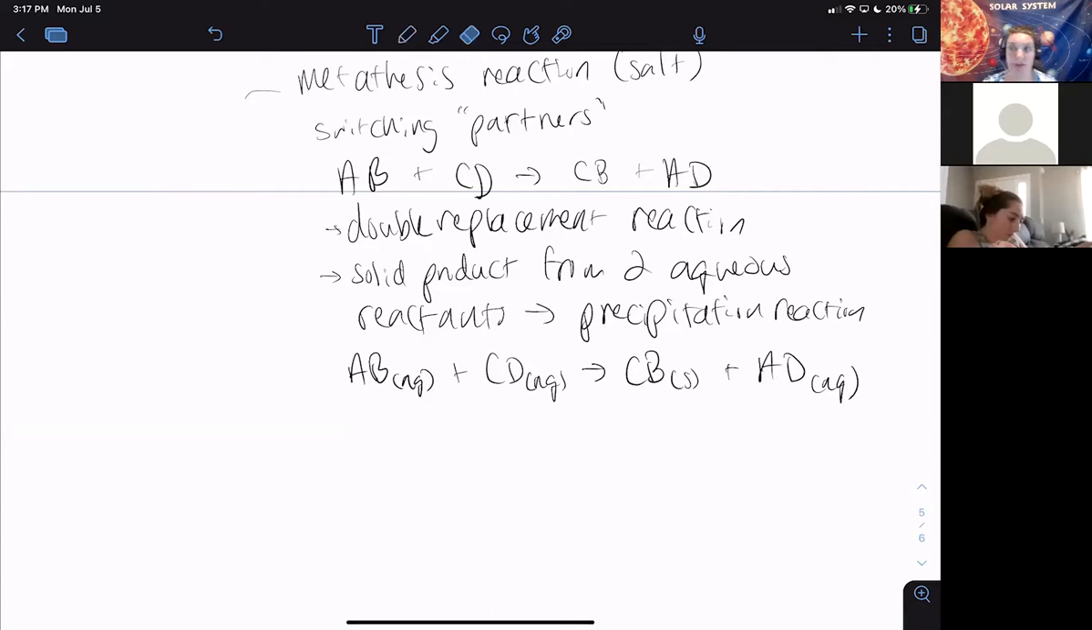You should know the solubility rules. So make sure you go through those solubility rules. We will be doing precipitation reactions on this exam. So you should know your different rules for those. So make sure to review those before the exam.